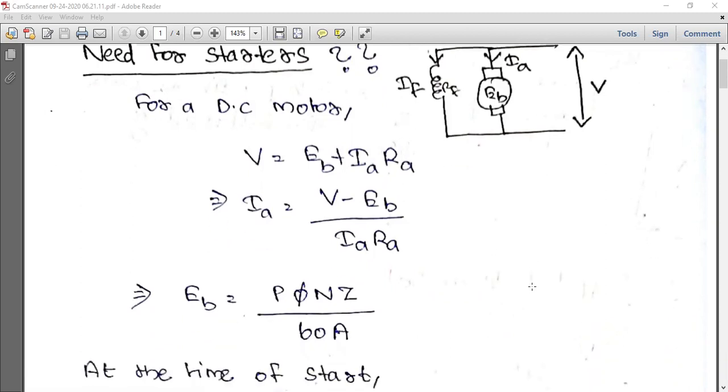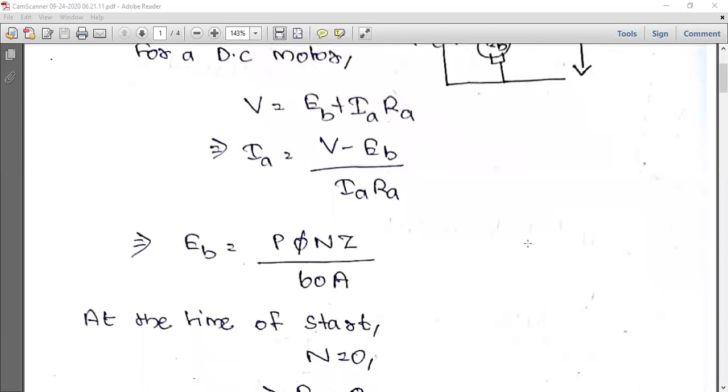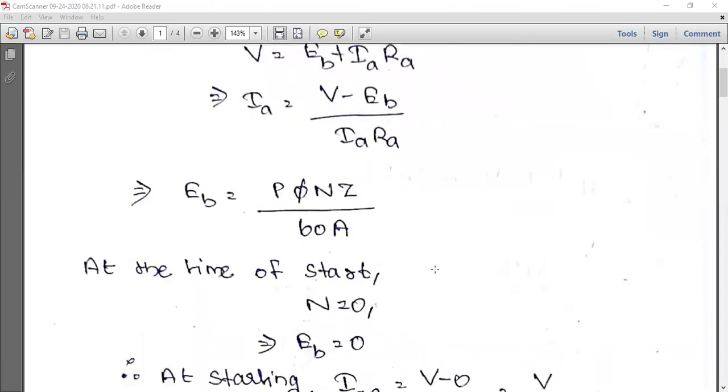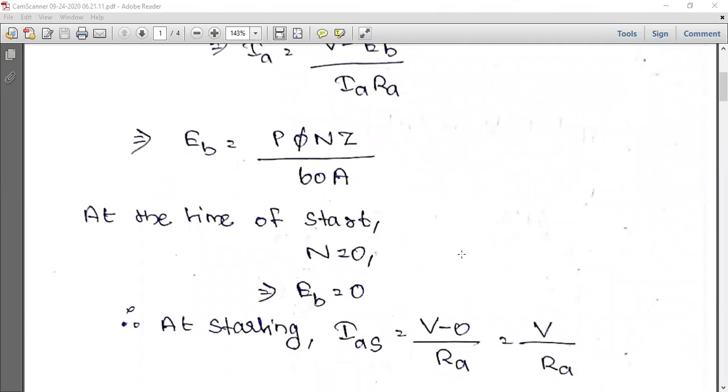And also we have the induced back EMF in a DC motor, which will be P phi N Z by 60A. So we know that at the time of starting, the speed will be zero, then the back EMF will also be zero, then the armature current Ia will be V by Ra. So the starting current, the armature starting current Ias, will be V by Ra.